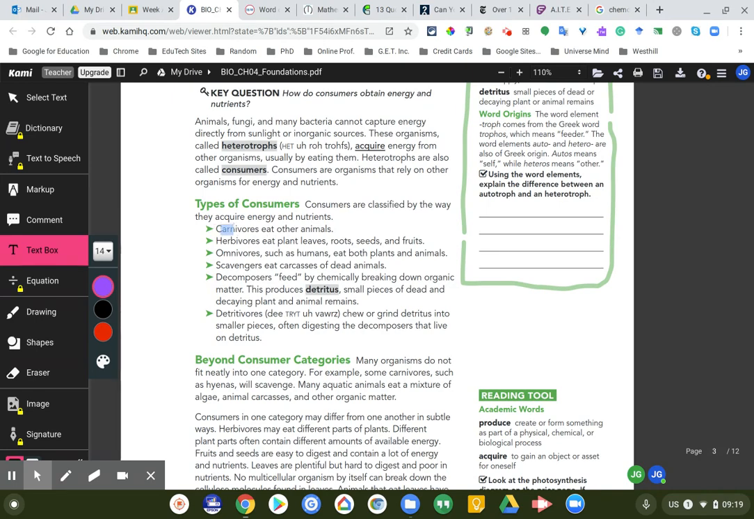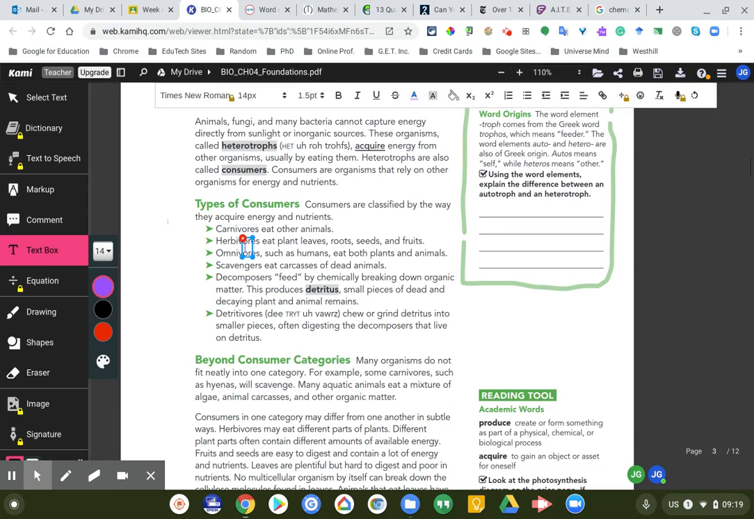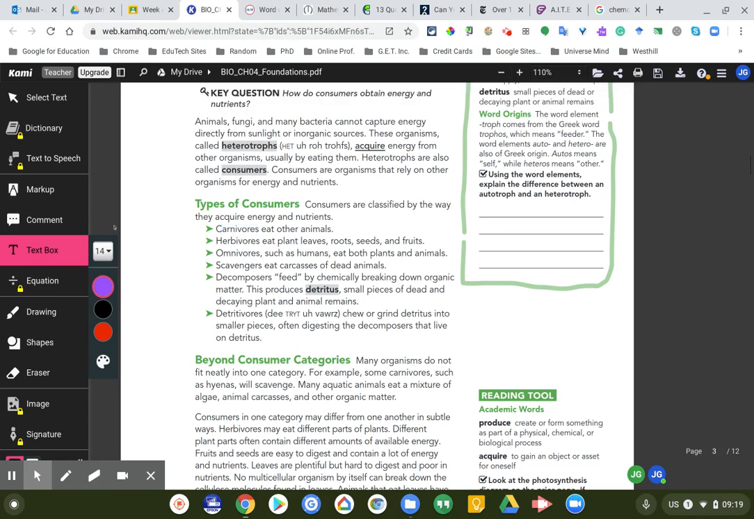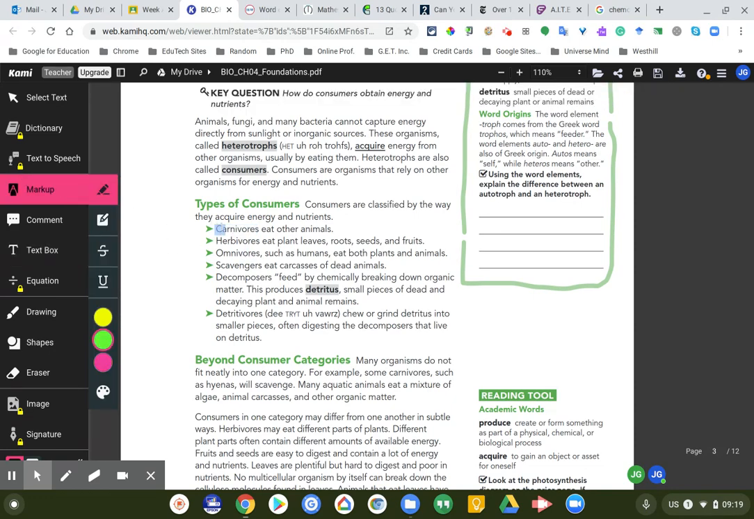So we have some important words here. Let me mark this up. Carnivores, right? Herbivores eat plants, leaves, roots, seeds, and fruits. Omnivores, such as humans, eat both plants and animals. Great.